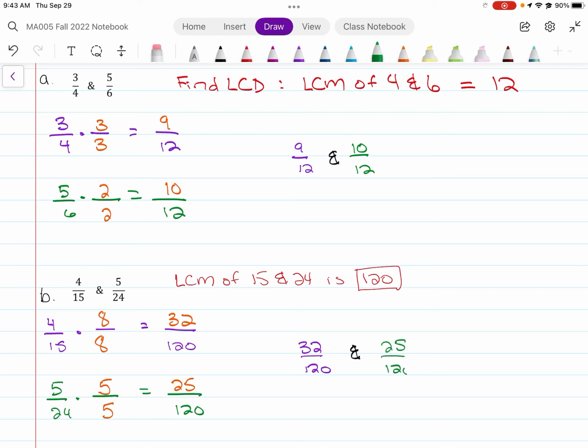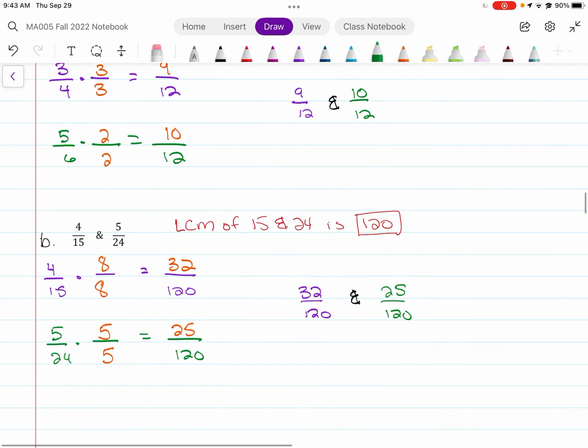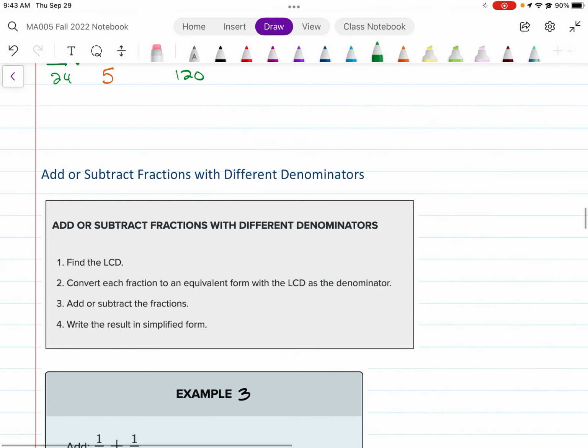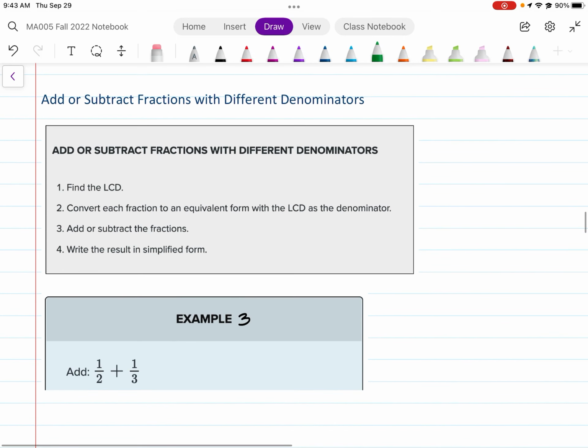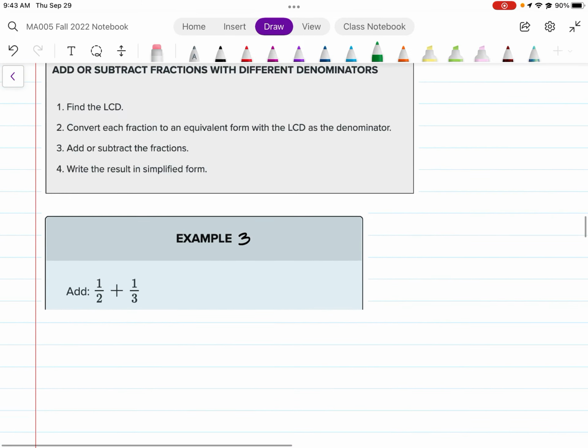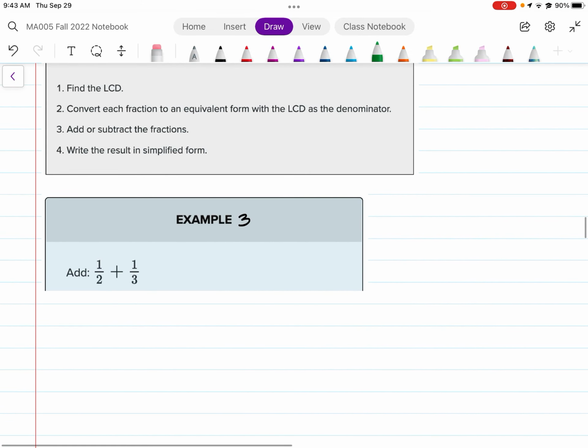And we can combine those now if we need to. Add, subtract, whatever we need to do. We could make them into pies with 120 divisions, and we would be able to put them together. All right, so now we're going to move into adding or subtracting. So the first step is always to find the least common denominator, and then we're going to convert to an equivalent fraction like we just did, and then we add or subtract just like we've done in the past. So once you get the common denominator, you just do it as you did before. So go ahead and take a look at this first one and give it a try on your own.